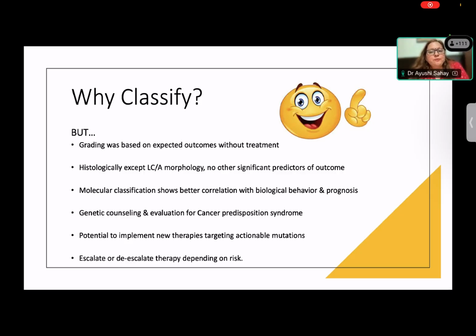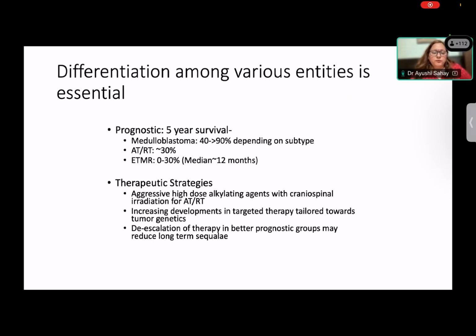So, suppose on the basis of molecular testing, we are able to say that though this is a grade 4 tumor, it has a low risk of recurrence, then maybe we do not need to give the very high doses of chemotherapy that have routinely been given. And conversely, if a tumor turns out to be very high risk based on the molecular testing, then we need to give aggressive therapy. So, we can also tailor the extent or the aggressiveness of therapy based on the molecular classification.